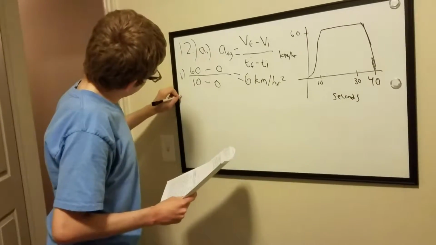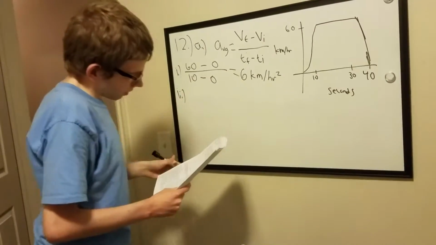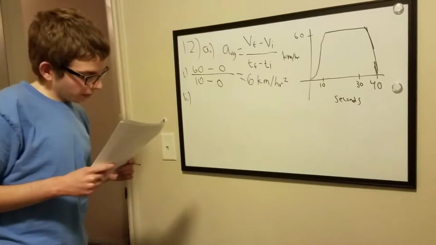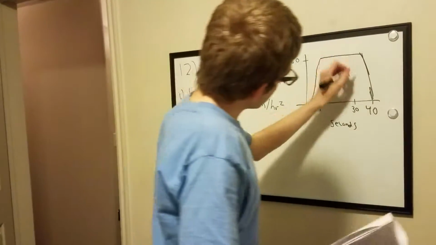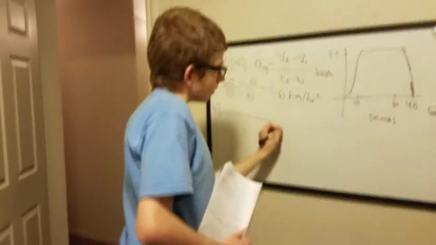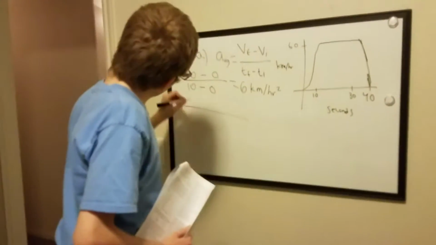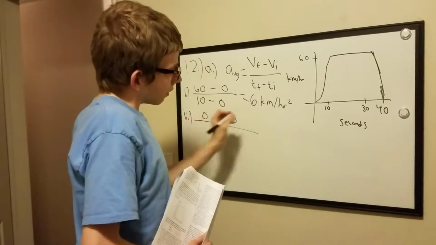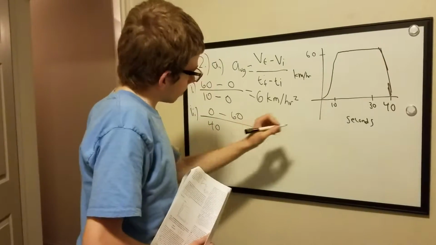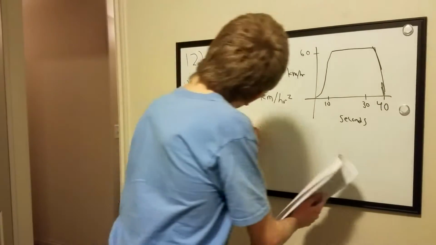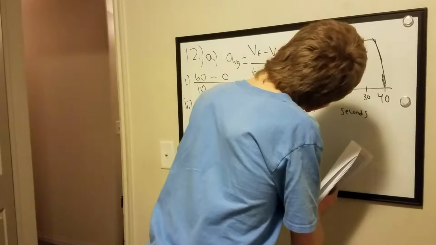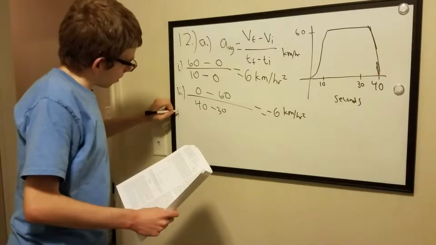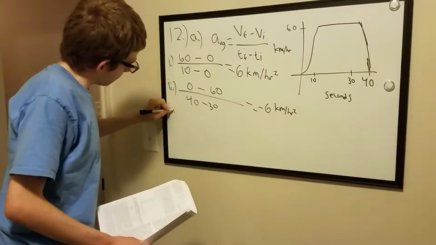All right, now the next time interval that we have to find the average acceleration for is during 30 to 40 seconds. So then that's right here. So again, we just have our final minus initial. So we have our final velocity, which is 0, minus our initial, which is 60. Then we have our final time, which is 40, minus our initial time, which is 30. And that comes out to be negative 6 kilometers per hour squared. And that's our average acceleration for that time interval.